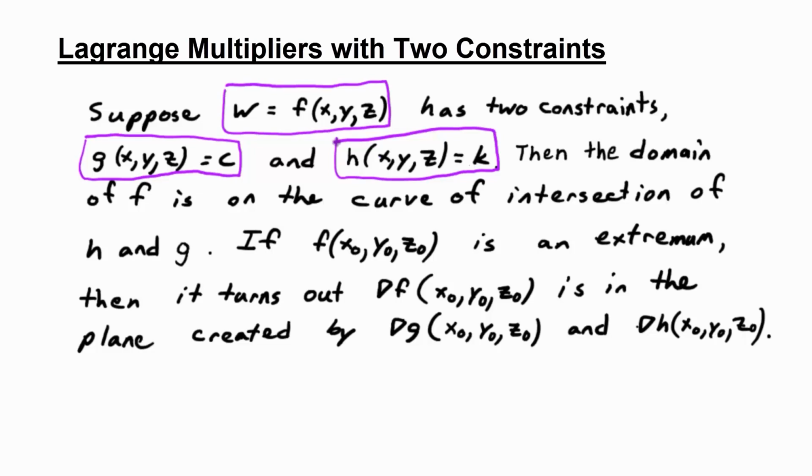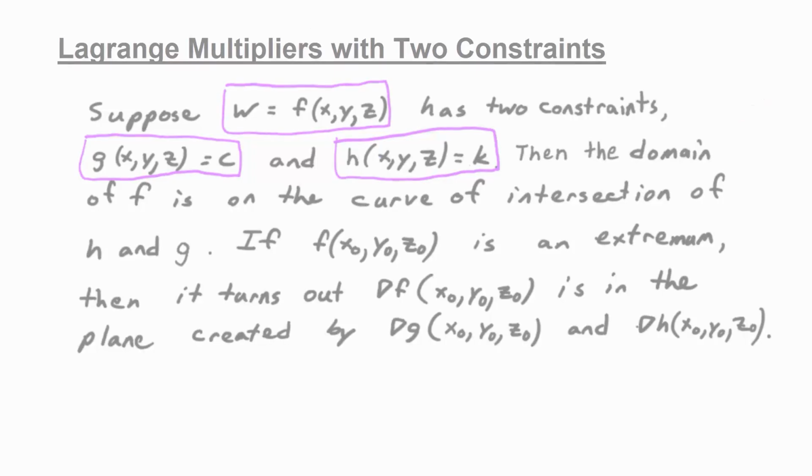And by the way, how do two surfaces intersect? They're going to intersect in what kind of object? A curve. So those two surfaces, G and H, where they intersect, the intersection curve, that's your domain for F. Does that make sense? Can you kind of picture that? I can try and help you picture that.